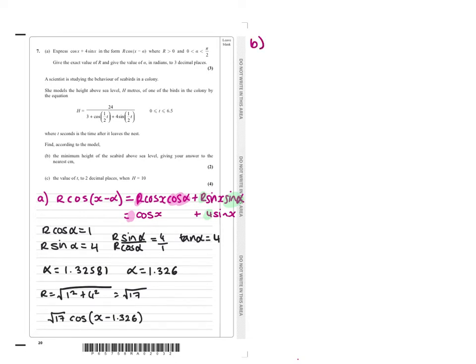A scientist is studying the behaviour of seabirds in a colony. She models the height above sea level, h metres, of one of the birds in the colony by this equation, where t seconds is the time after it leaves the nest. Find, according to the model, the minimum height of the seabird above sea level, giving your answer to the nearest centimetre. Okay, so we want to find the minimum height.